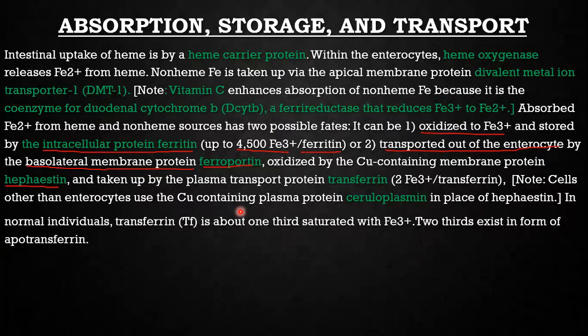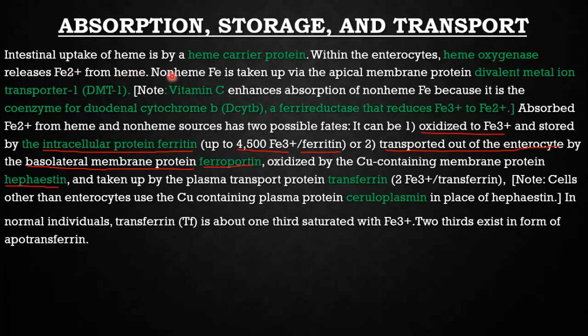Now, absorption, storage, and transport of iron. The intestinal uptake of heme, mainly from the animal sources, is mediated by the heme carrier protein. The heme carrier protein, as the name says, is a transmembrane protein found in the plasma membrane of enterocytes, especially in your duodenum and the upper part of jejunum. Then within those enterocytes, once this heme is taken up, it is acted upon by the enzyme known as heme oxygenase to release the iron from the heme.